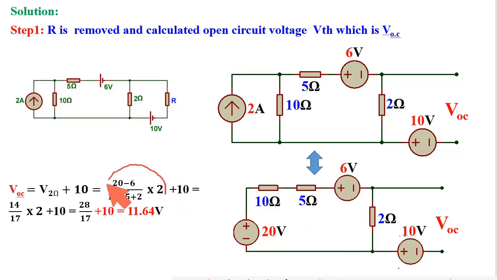This is the potential drop across the 2 ohm resistance, and the polarity is plus here, minus here. So this is plus minus plus minus. The equivalent of this combination will be VOC, and that will be the addition of this potential drop plus 10. By using that, ultimately I got VOC as 11.64 volt. So this 11.64 volt is the open circuit voltage.